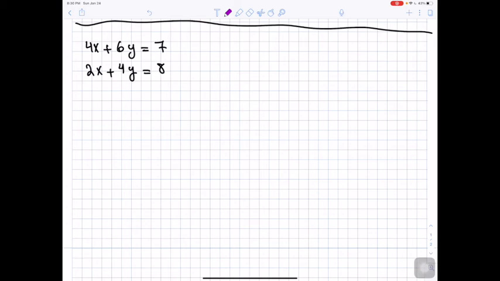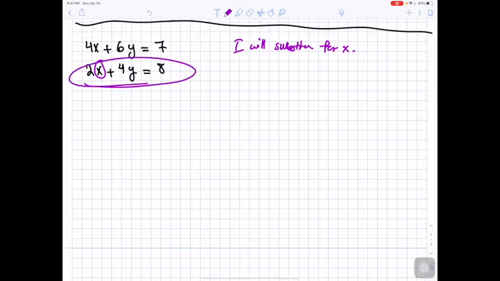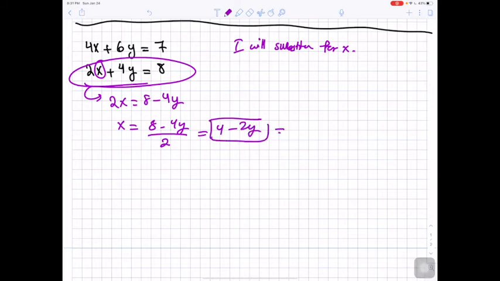So this time I'll try to substitute for x. What does it mean substituting for x? It means I don't want to have x, I'm substituting for it. I'm using something else. So let me try maybe this equation. I could use any of them if I want to. Then I can say 2x is 8 minus 4y. X is equal to 8 minus 4y divided by 2. That gives me 4 minus 2y. That is x. So that means wherever I see x, I'm allowed to replace it by 4 minus 2y.